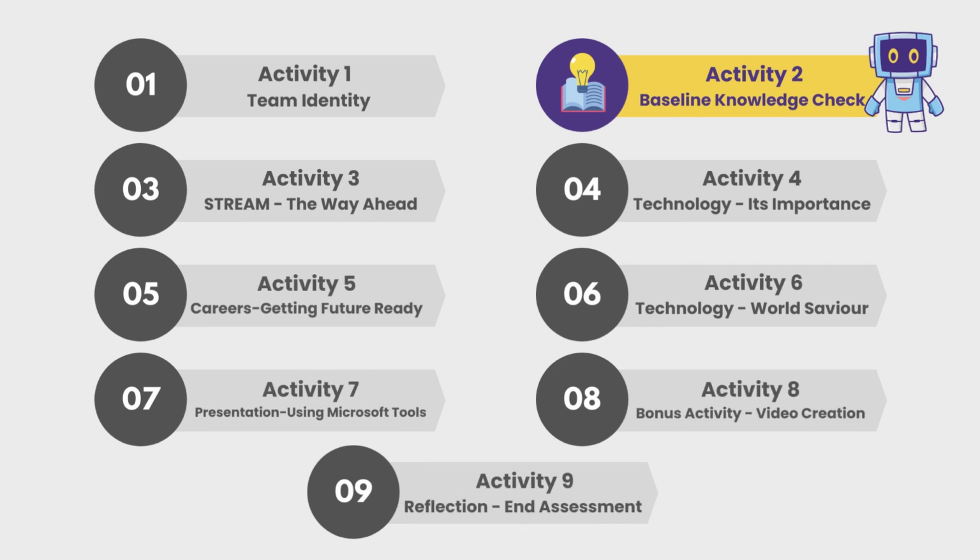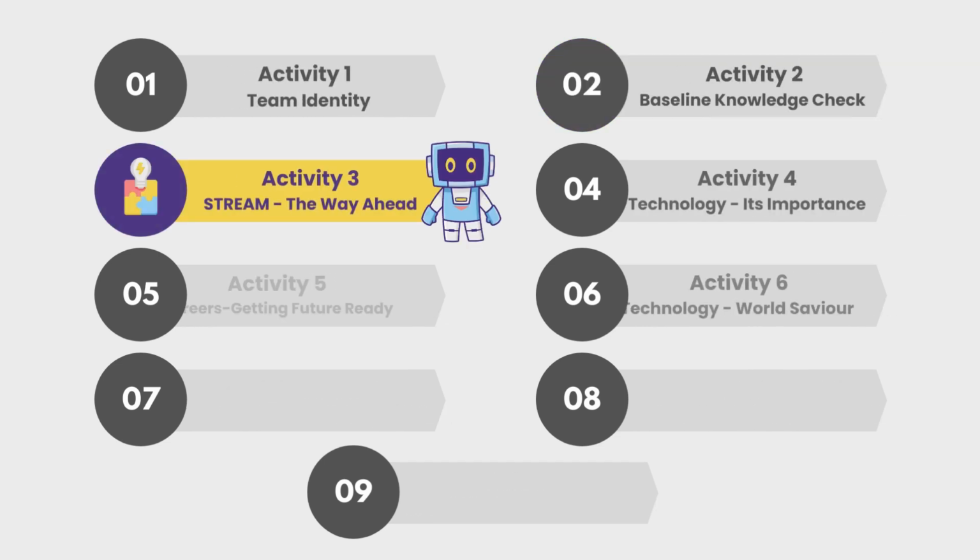Now we move on to activity 2, which is baseline knowledge check. Over here, students are tested on what they already know about the topics that are going to be covered in this program. It is not important that students score highly in this. Teachers, please note, this is just for us to understand what students know. As I've mentioned earlier, every student in the team needs to complete this activity. So, if there are 3 members in the team, all the 3 members have to complete this activity. Okay, let's move on to the next activity.